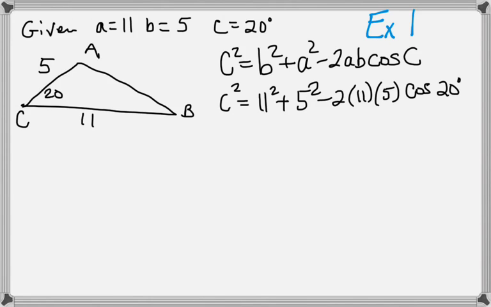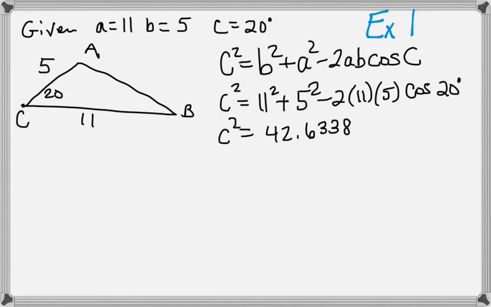I'm going to plug it in: 11 squared plus 5 squared minus 2 times 11 times 5 times the cosine of 20. Be very careful about this formula. There's a lot of parts to it, so a lot of potential easy mistakes come from doing order of operations incorrectly. You add or subtract when you should have been multiplying or dividing.